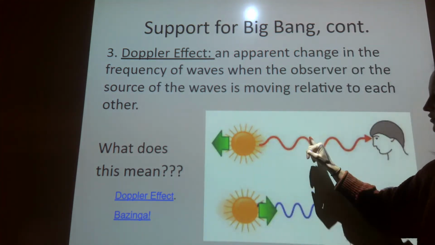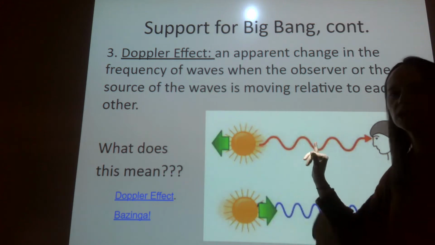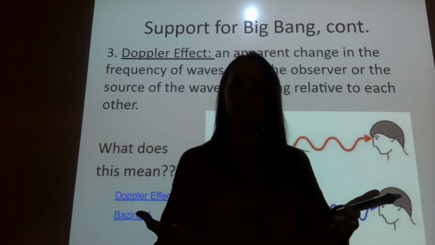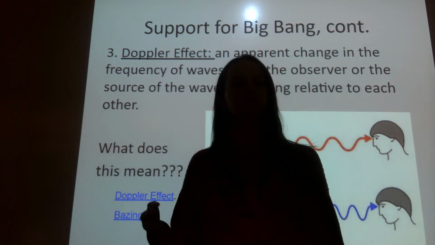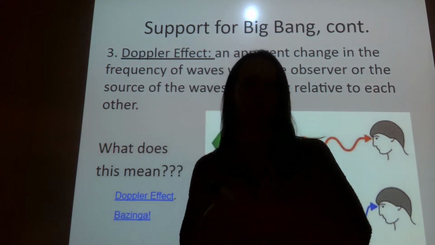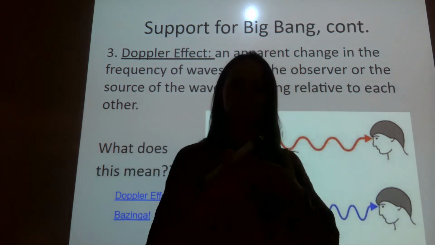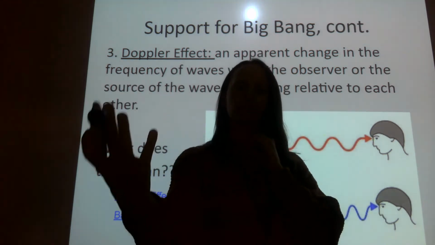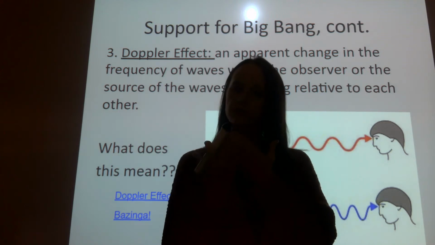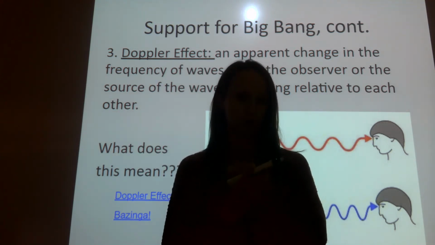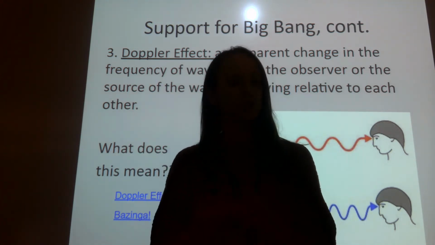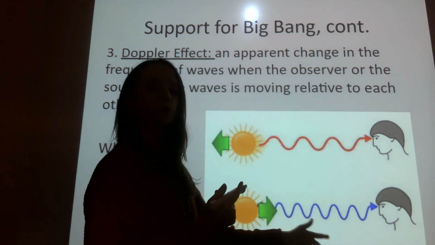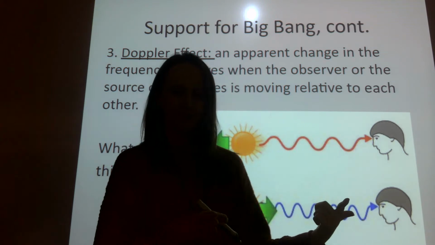If you notice here, there's a red and a blue. In the visible light spectrum, red has the longest wavelength and blue has the shortest wavelength. So when something's moving away from us, we call that a red shift because the wavelengths get longer. If something's coming towards us, we call it a blue shift because the wavelengths get shorter. There's an equation we can use to figure out how fast something moves away or towards us, so that's what we're going to practice now.